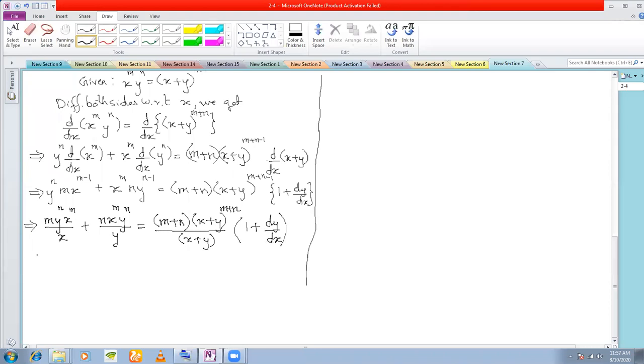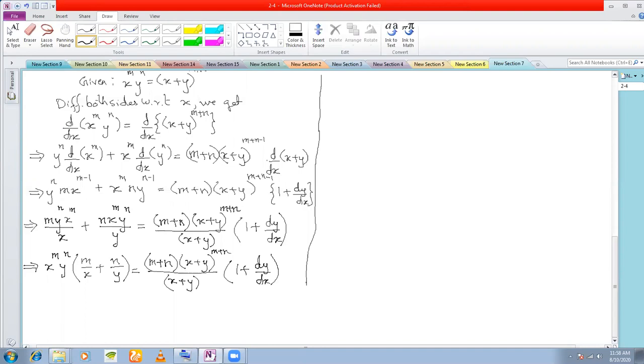dy dx. Now you can take common x to the power of m, y to the power of n, m by x plus n by y is equal to m plus n into x plus y to the power of m plus n divided by x plus y into 1 plus dy dx. Okay. Without log, it actually becomes a little long.